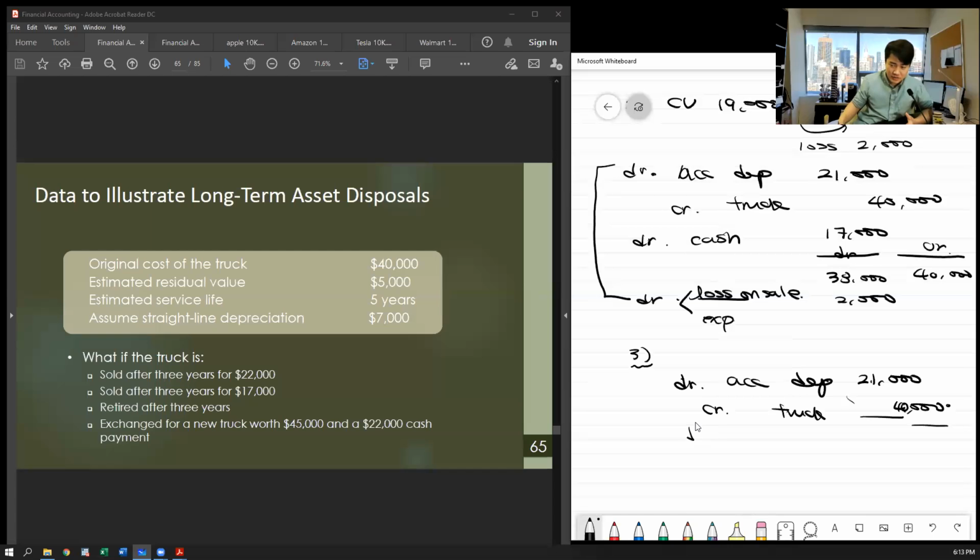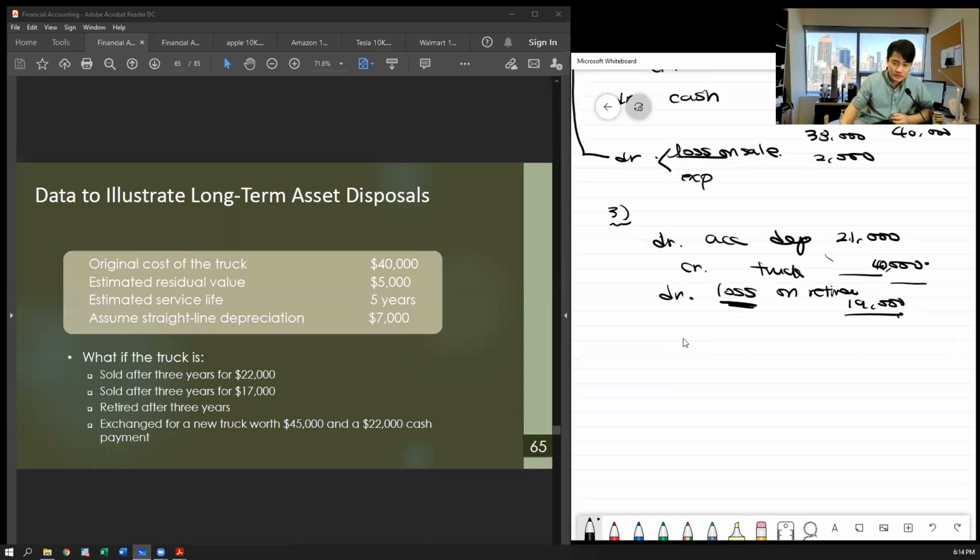So in this case, you're only going to record a loss on retirement at 19,000. Okay. So your carrying value or book value of the truck was 19,000. If you just retire it, you're losing the money, right? So that's where you are recording a loss here.